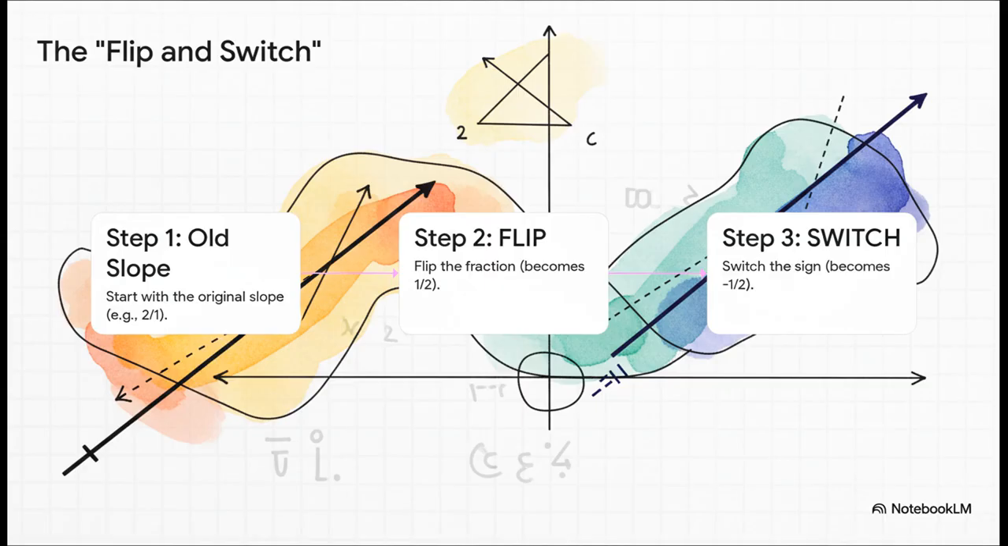Okay, check this out. Let's say our original slope is 2. And remember, any whole number is really just that number over 1, right? So we have 2 over 1. First, we flip the fraction. 2 over 1 becomes 1 over 2. Easy. Then we switch the sign. It was positive, so now it's negative. Our brand new perpendicular slope is negative 1/2. Flip and switch. It's seriously that simple.